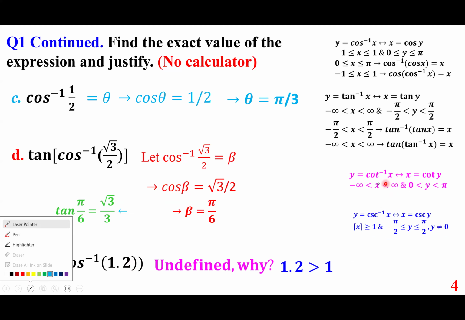Also, cotangent: y equals cotangent inverse of x means x equals cotangent y. And x is between negative and positive infinity. The restriction on the cotangent is the same as cosine, between 0 and pi. Of course, the endpoints are not included. And for cosecant inverse, we go just like sine, and y can't be 0. So y is between negative pi over 2 and pi over 2.